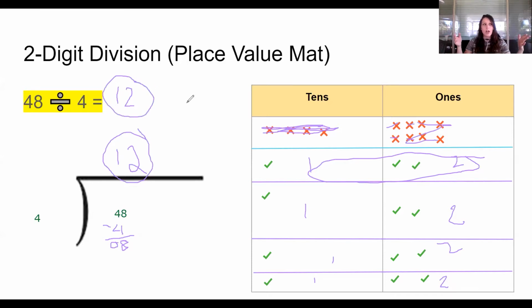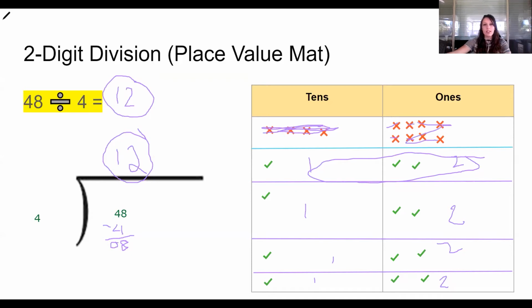Now, if you look at this the opposite way, we could also say that 12 multiplied by 4 equals 48, because division and multiplication are related to each other. When you do 48 divided by 4, it equals 12. 12 times 4 equals 48. 4 times 12 equals 48. 48 divided by 12 equals 4. It's just a property of division and multiplication on how they're related to each other.